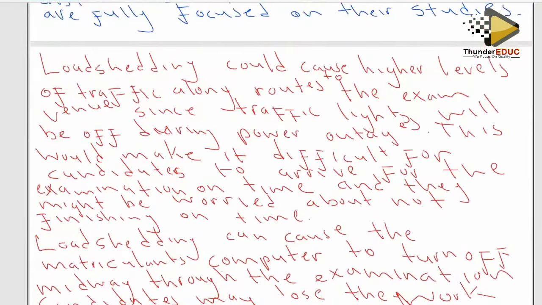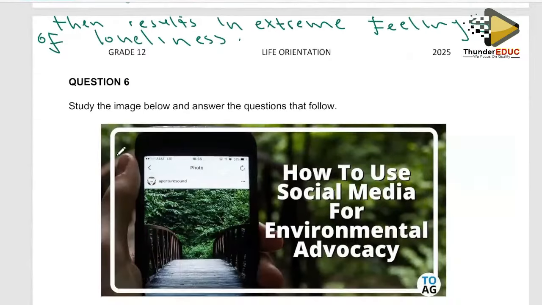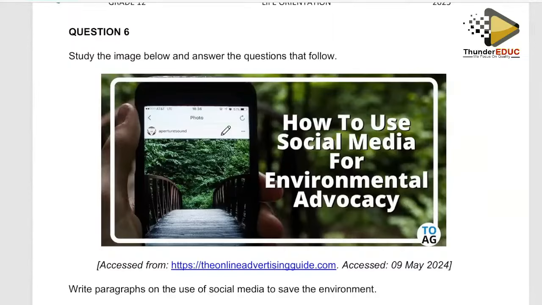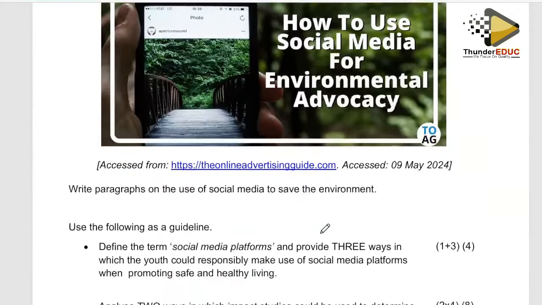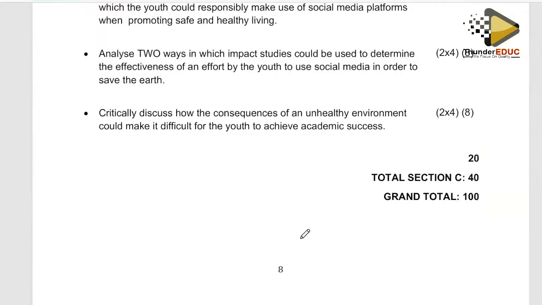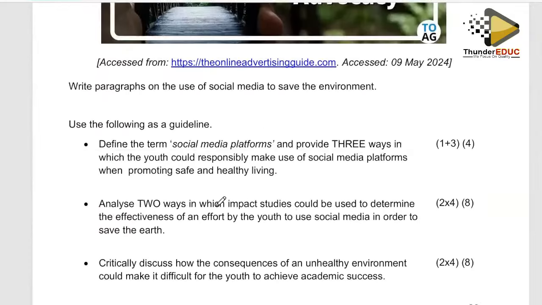Now let's move on to question 6. Question 6 reads, study the image below and answer the questions that follow. How to use social media for environmental advocacy. Write paragraphs on the use of social media to save the environment. So the first thing we are required to do is to provide a definition of the term social media.